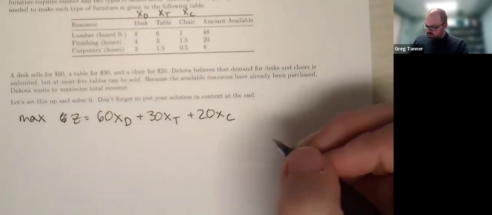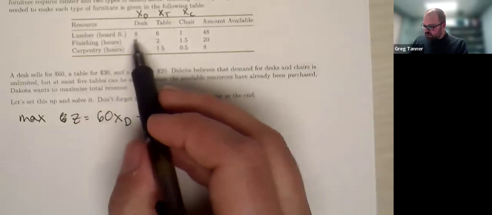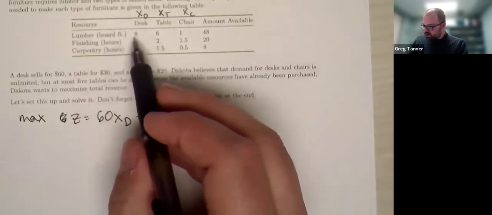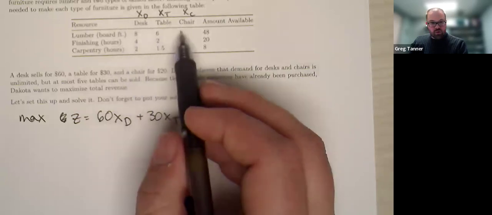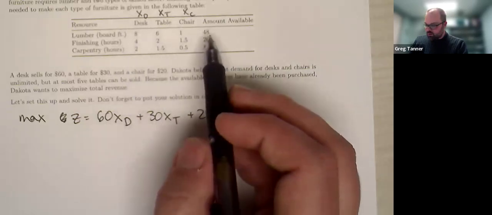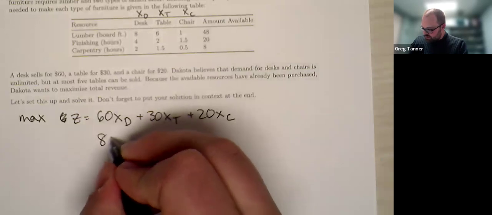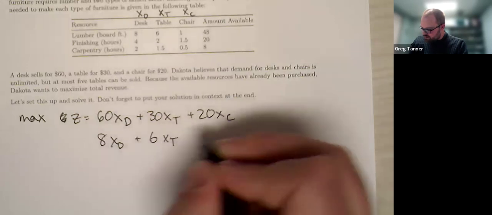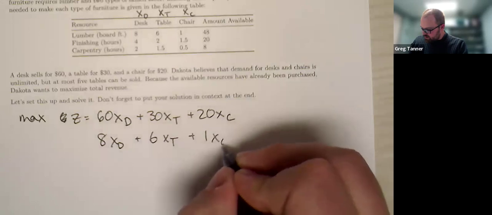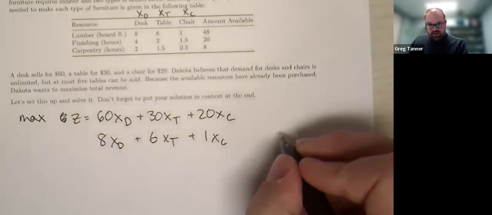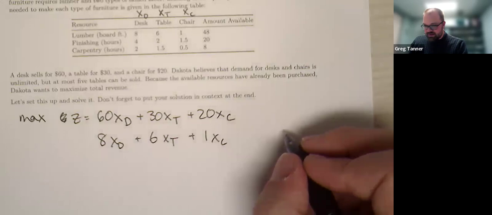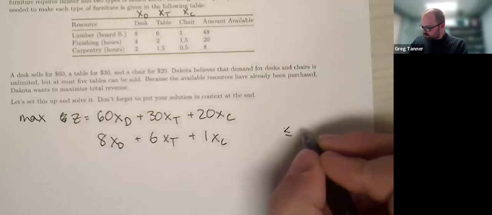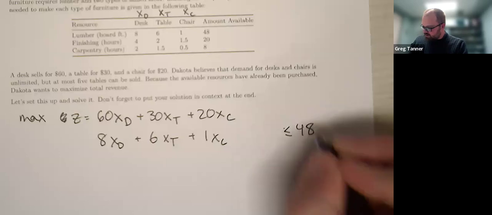Okay. And then we're going to have this first constraint. It tells us how much lumber each of these requires, as well as how much is available. And so 8 times XD plus 6 times XT plus 1XC has to be, I'm going to leave a little bit of space because I'm going to do a little bit of eraser magic here. That has to be less than or equal to 48.